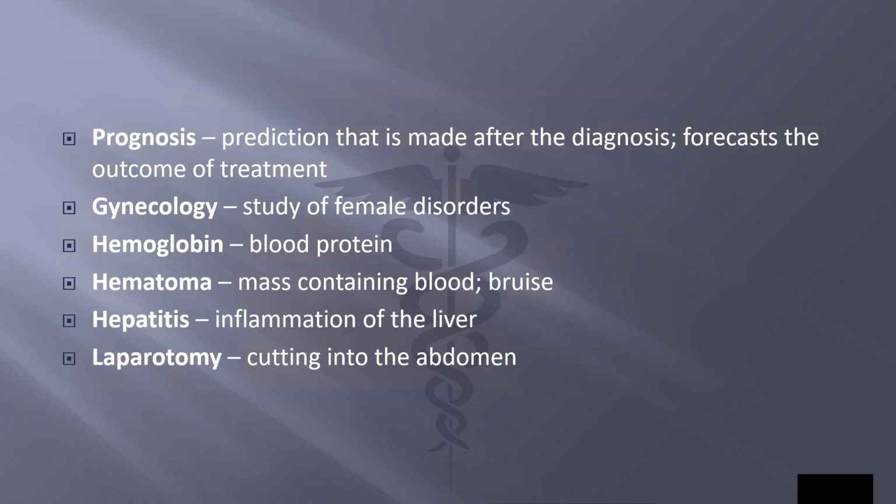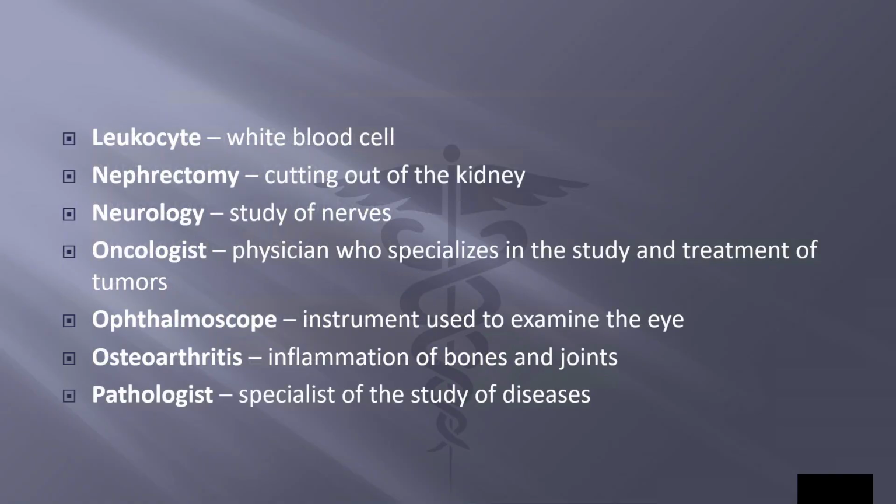Then we have leuco, which means white. Leukocyte is going to be a white blood cell. And figure 1.5 back on page 9 shows 5 different types of leukocytes. Neutrophils are the most numerous leukocytes.